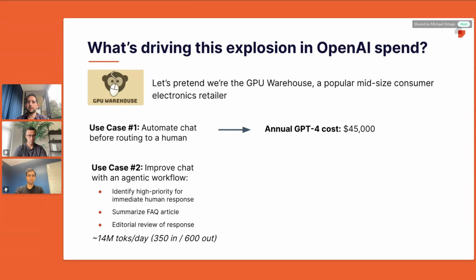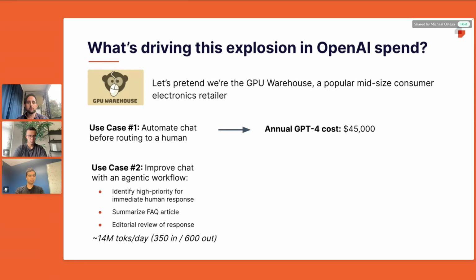For those that you want to keep the automated experience, you might have an agentic workflow where instead of just giving an FAQ article link, you want to summarize that FAQ article right in chat. And then before you send that summarization over to the user through chat, you might want to run it through another call to GPT-4 to just do an editorial pass.